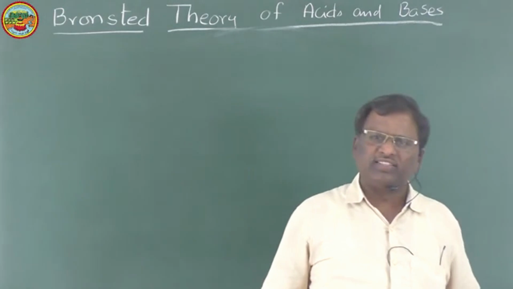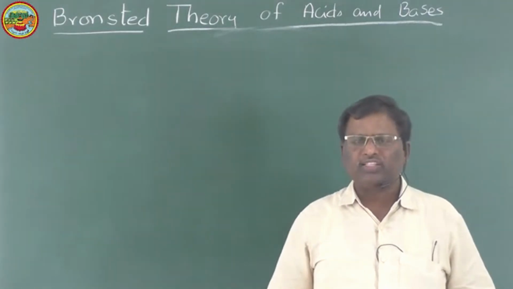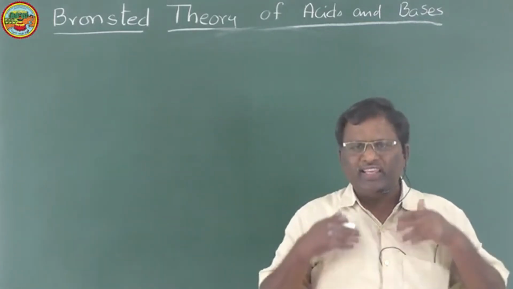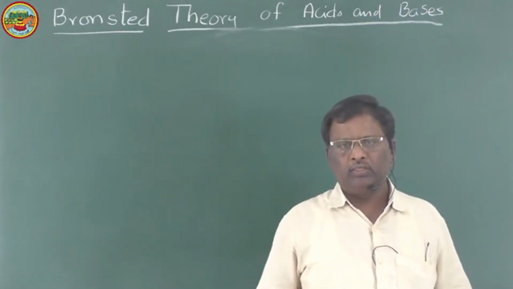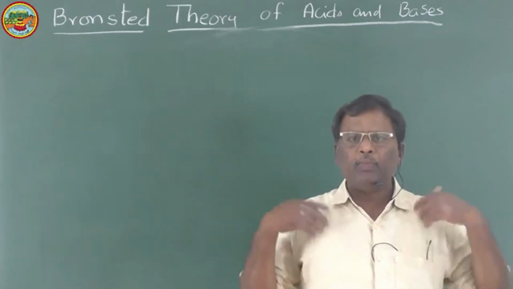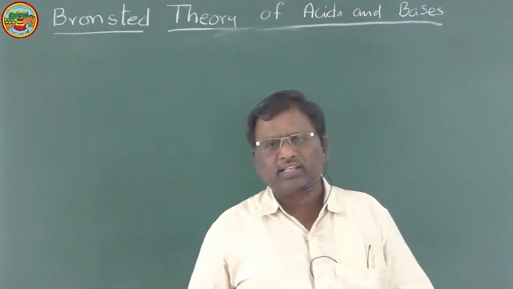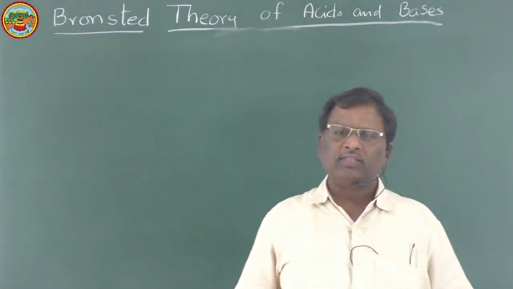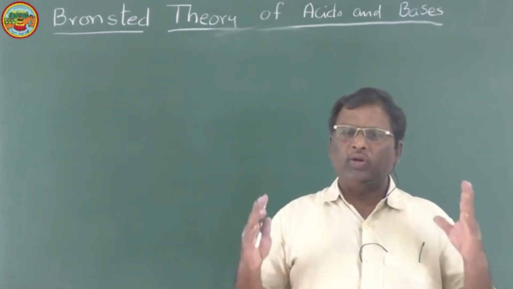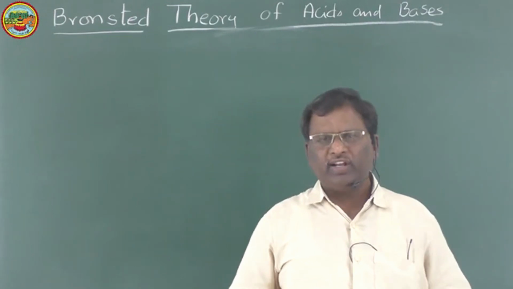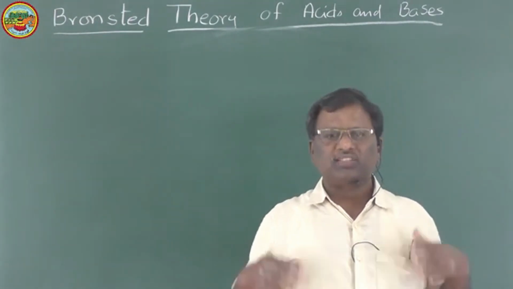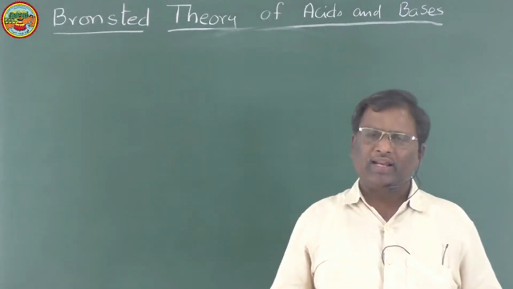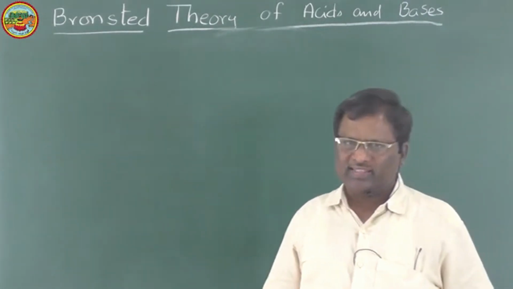Now, strength of acids and bases. According to Bronsted theory, those species which can easily donate a proton, which are favorable to donate a proton, are said to be strong acids. Those which have more tendency to donate a proton are considered as strong acids.